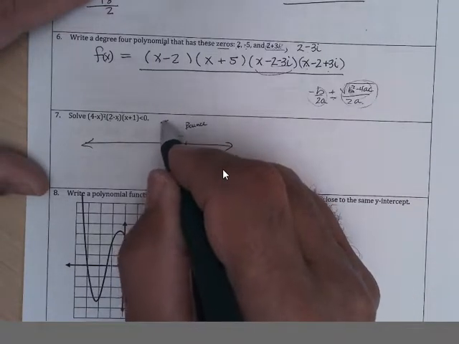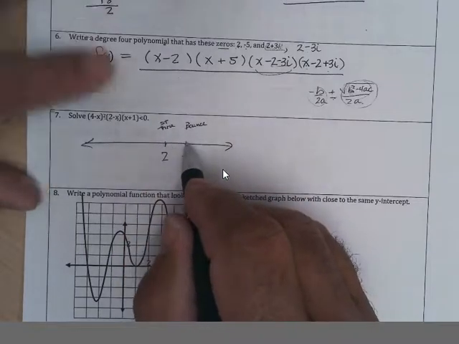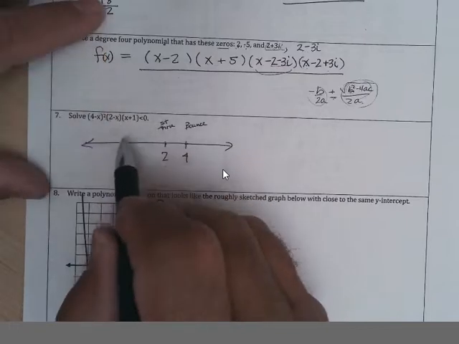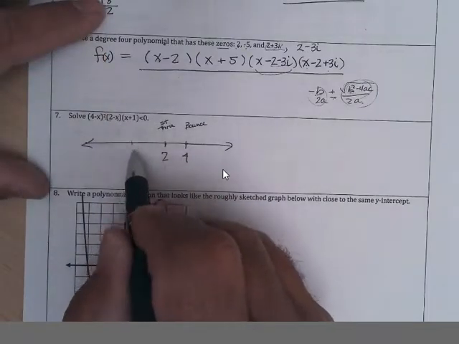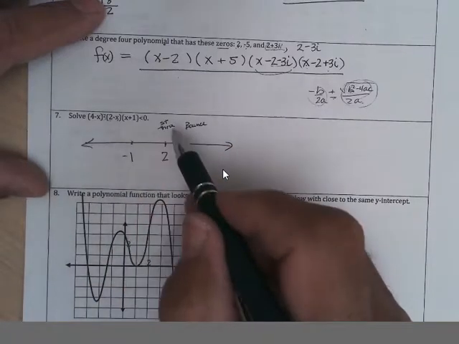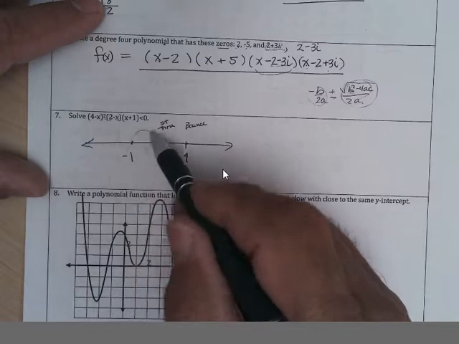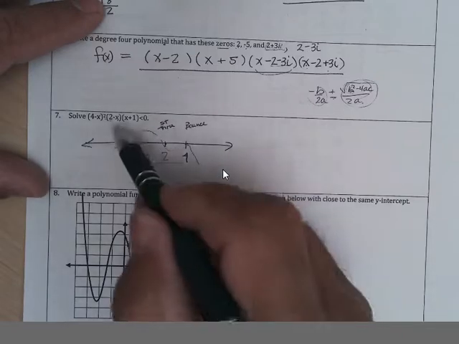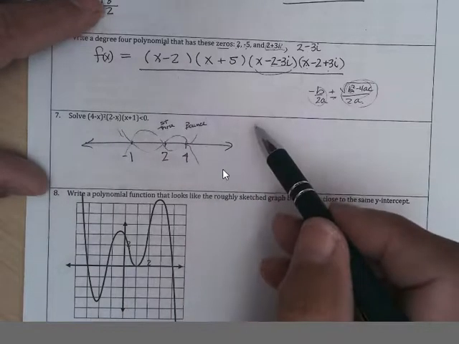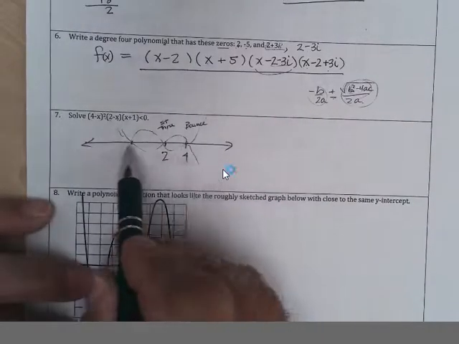This goes straight through at 2, bounces here, and it crosses straight through at minus 1, because it's a single one. So at minus 1, it goes through, then it goes through, and then it bounces. So it could go this way, or it could go straight through, bounce, go that way. I'm not sure which way, so I'm going to pick a number that's nice.